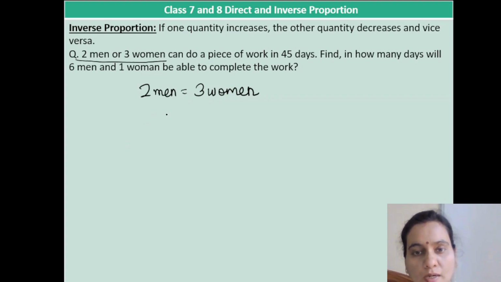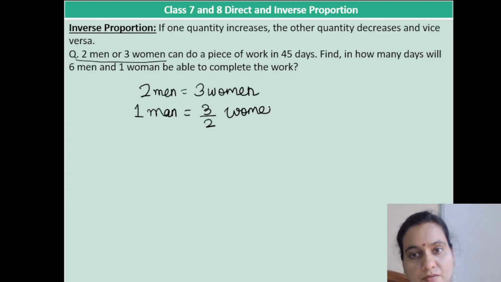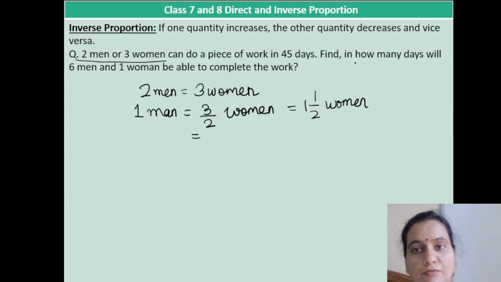So these are equivalent. Then how much is the capacity of 1 man in terms of women? Definitely 1 man is as effective as 3 by 2 women, right? That is 1.5 women, right? I'll write it here. 3 by 2 women. Now, see, what is the question asking? Find in how many days will 6 men and 1 woman be able to complete the work.